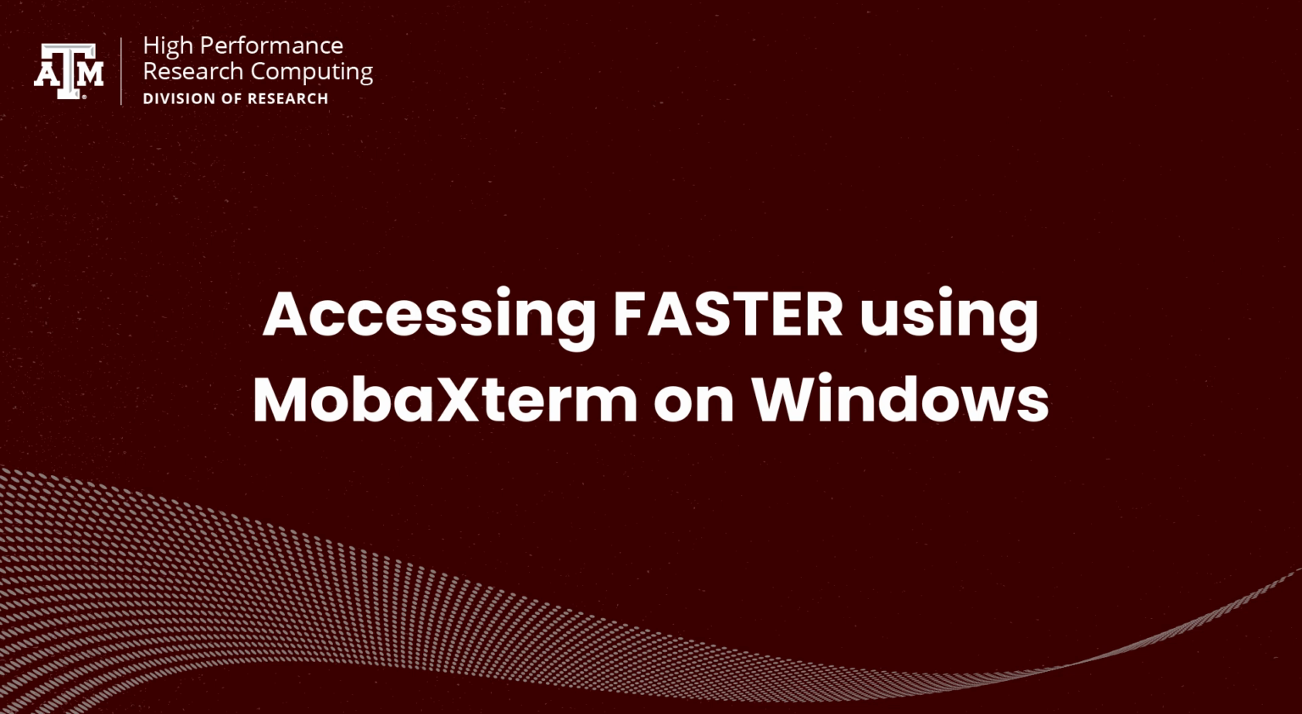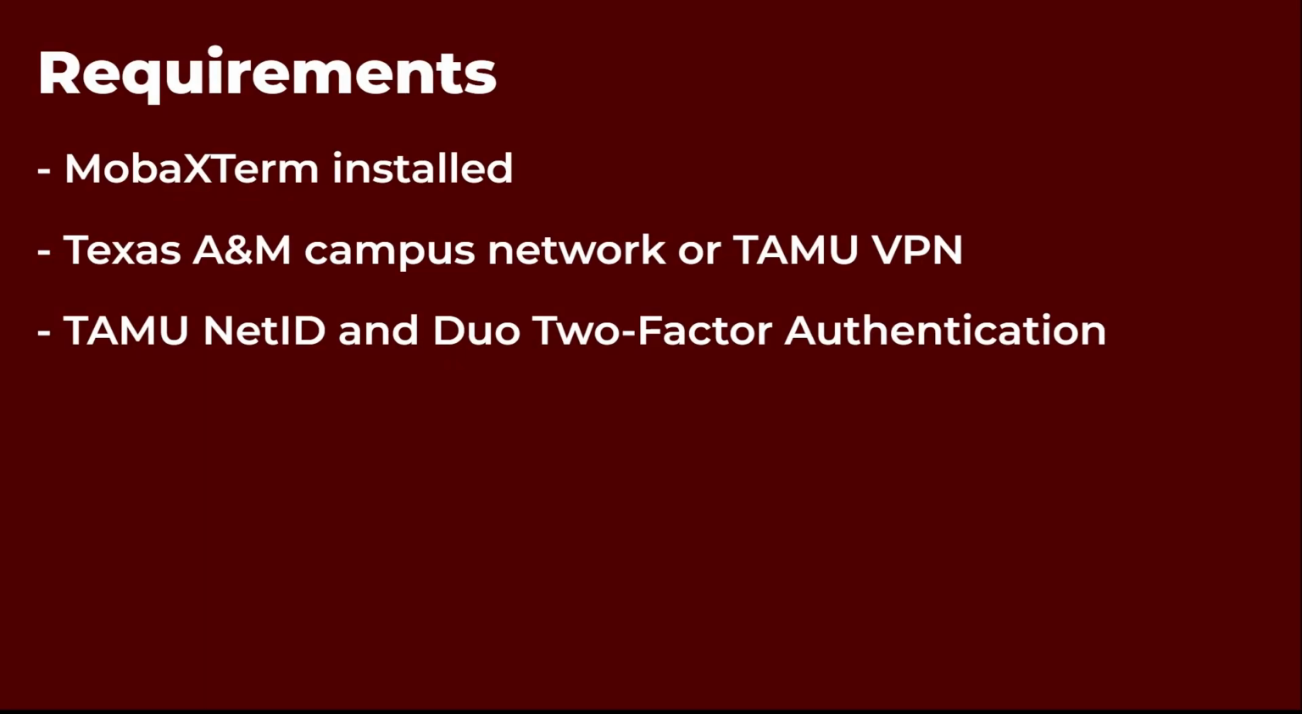In this second part of the video, I will show how to set up connections to some of the clusters using MobaXTerm on Windows. Before accessing the Grace or FASTER clusters, make sure you have downloaded MobaXTerm. You are connected to the Texas A&M campus network, or if you are connected from off campus, remember to use the TAMU VPN. Get your TAMU NetID and password ready. Your TAMU NetID also needs to have Duo two-factor authentication set up as well.